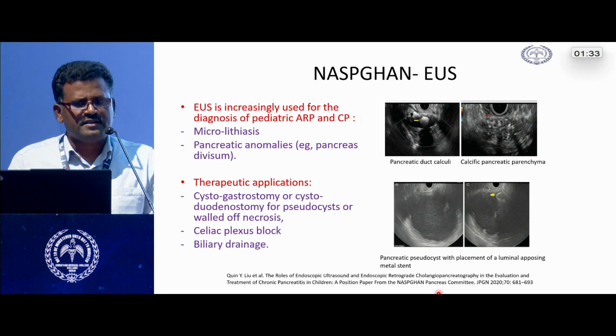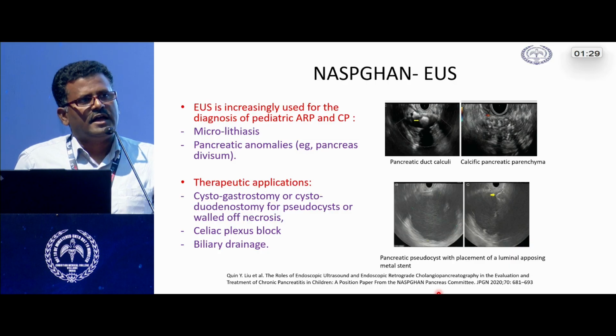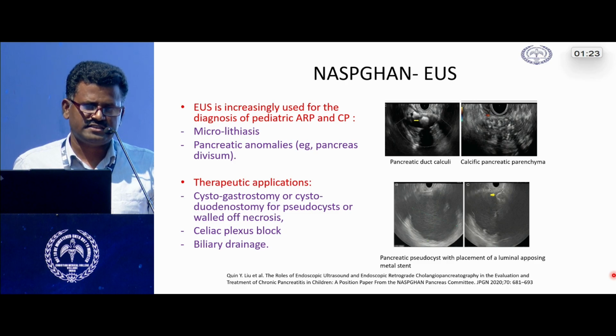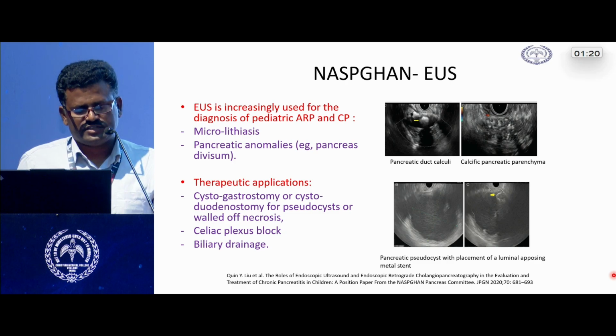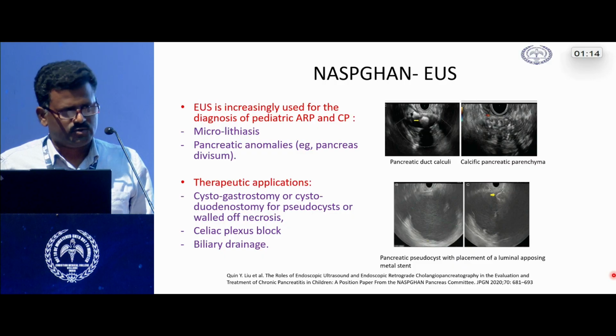As per the NASPGHAN, EUS can be used both as diagnostic as well as therapeutic. EUS can be diagnostic in microlithiasis or pancreatic anomalies, and therapeutic mostly in the cystogastrostomy of the pseudocyst. So here the first image shows a pseudocyst, and the second image shows the stent in the pseudocyst.